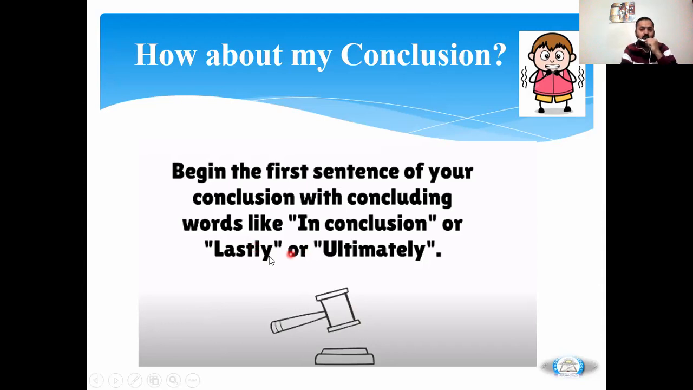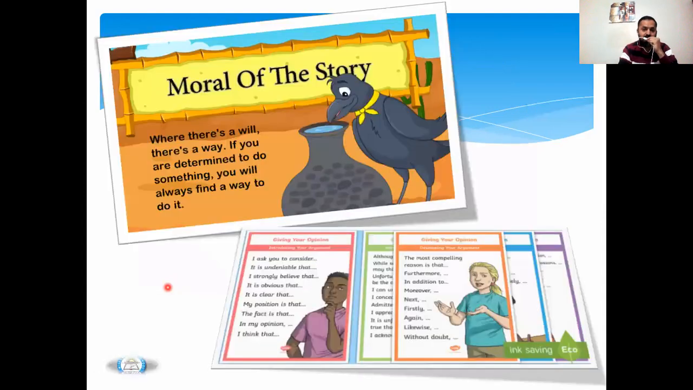So in conclusion, or lastly, or ultimately, these kind of words you can use when you start your conclusion paragraph, right? Okay, so what to include in conclusion? You can include the moral of the story, and you have to give your own opinion. These two things you can include in your conclusion part, right? Now, moral, what do you mean by moral? As you know, that moral is the theme of the story. It is the message that the writer wanted to convey in the story, right?